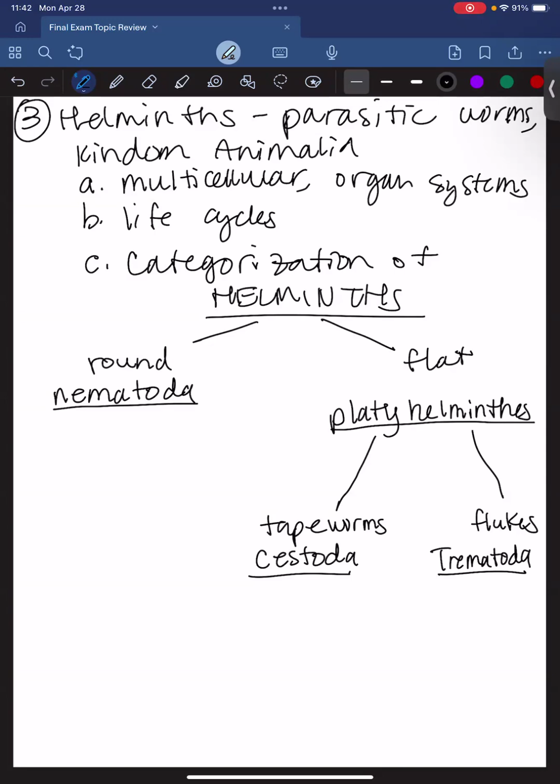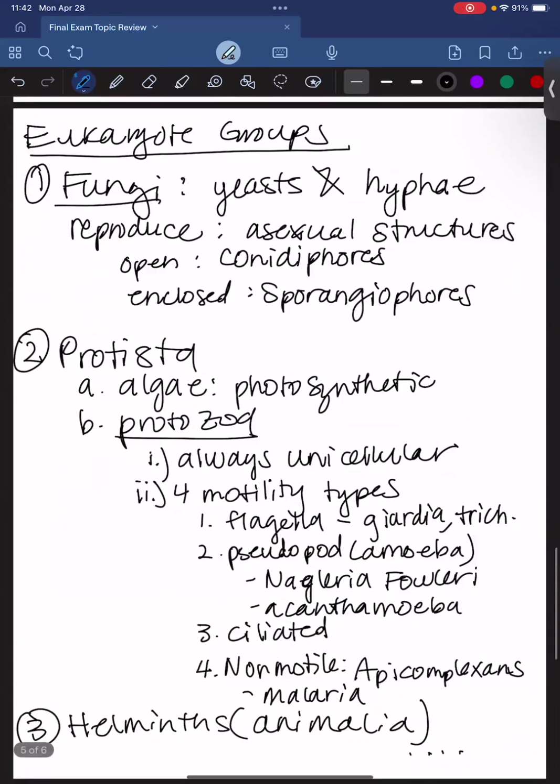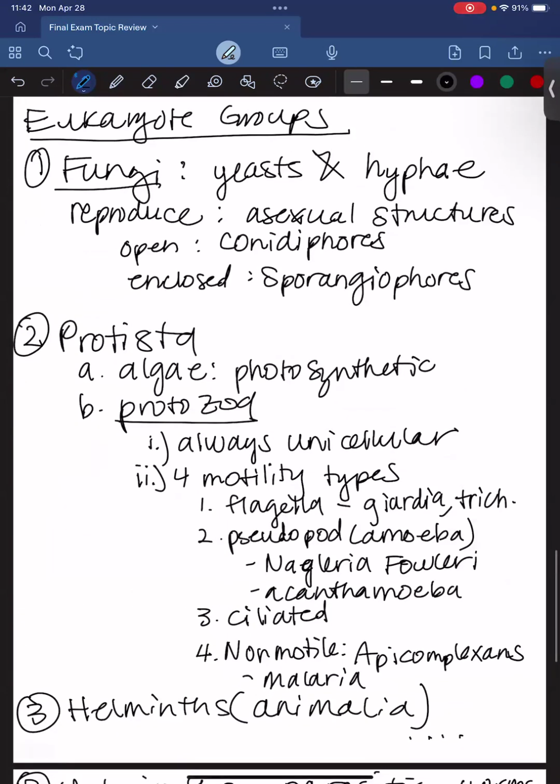All righty. Any questions about the basics of that stuff? Yes. All right.